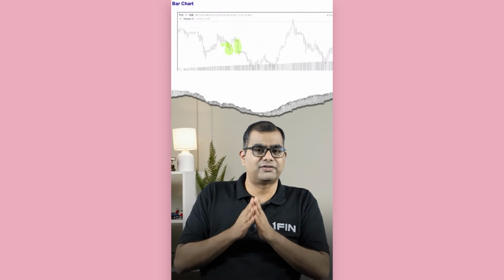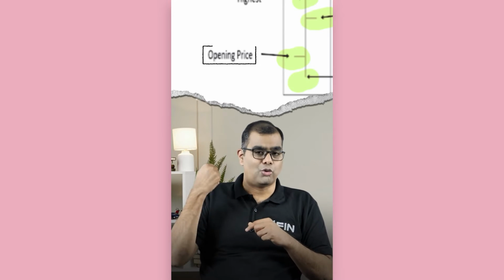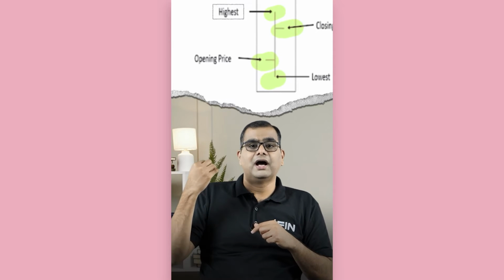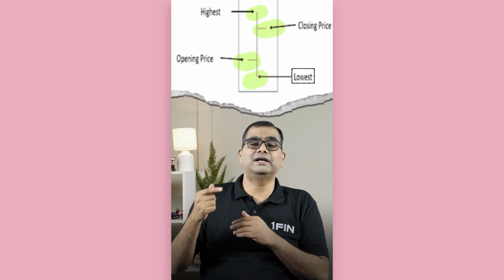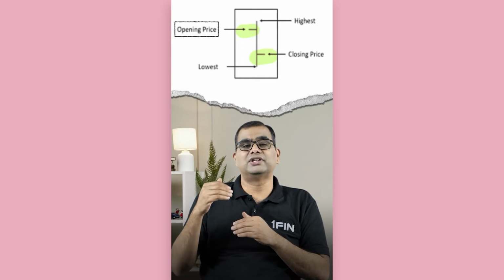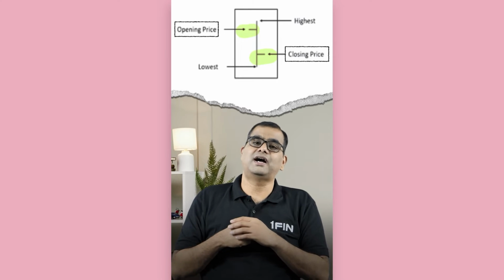Then you have something called bar charts. Bar charts are slightly different from line charts, and in a bar chart you also give 4 more data points: opening price, closing price, high as well as low. So there are two horizontal bars on a bar chart which depict the opening price and closing price, whereas the entire length of a bar depicts the high and low.